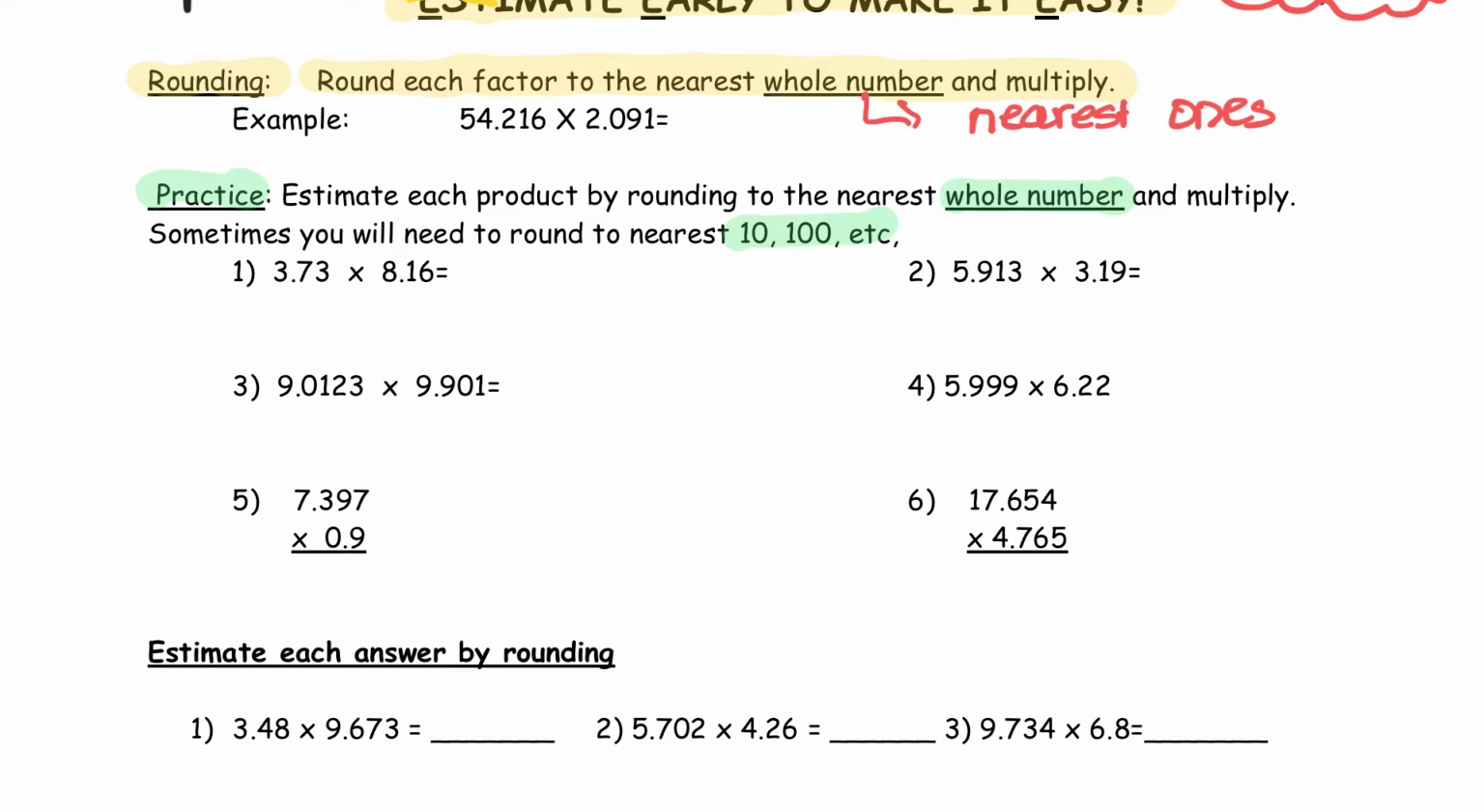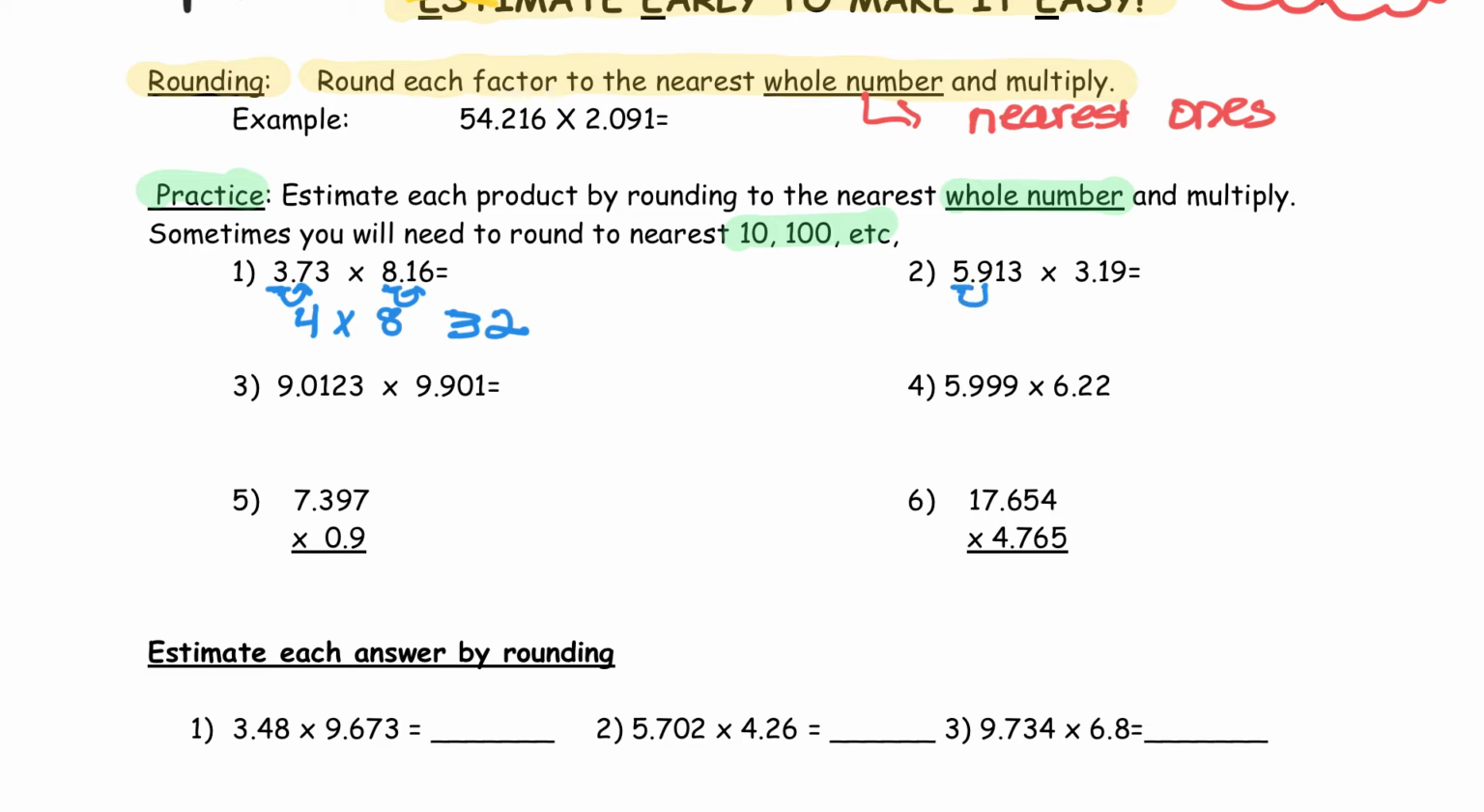So let's look at number one. Number one says round to the nearest whole number. So if I'm rounding here, remember, rounding rules. 5 or more, add 1 more. So 3.73 would round to 4 times 8.16. Round that number to the nearest whole number, to the nearest ones place. So that would be 8. So 4 times 8 is 32. I'll do the next one quickly with you.